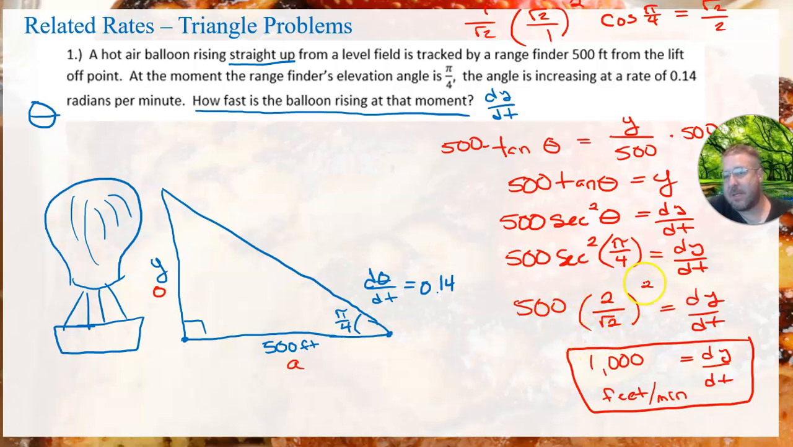Let's see, 2 times itself is 4. 4 over 2 is 2. Oh, really? So it's really just 2. So when you square this, that's pretty easy. 2 times 500 is 1,000.